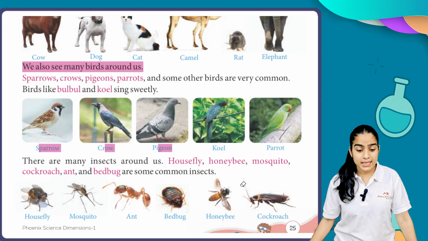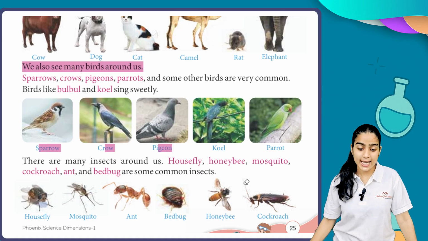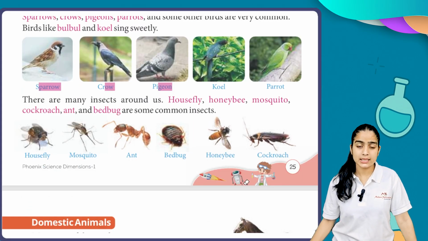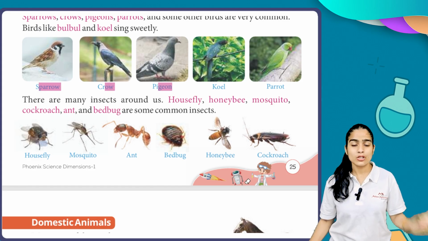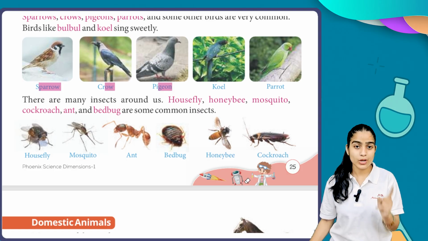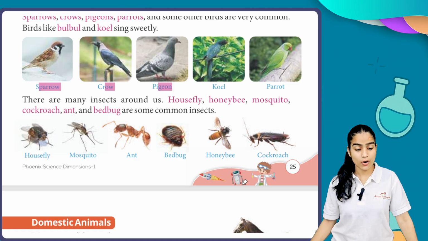There are many insects around us like housefly, honeybee, mosquito, cockroach, and bedbug. These are the insects we see in our home, and always your mother told you to cover your food, otherwise the housefly gets into it. So these are the insects: housefly, mosquito, ant, bedbug, honeybee, cockroach.